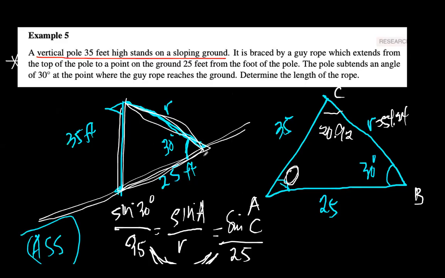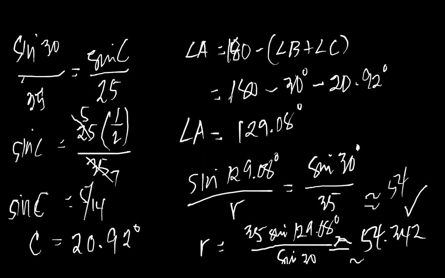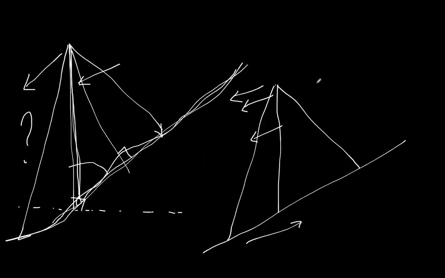Ang may problema lang dito sa problem ay hindi sinabing yung rope ay naka-straight. May linagay ba? It is braced by a guy rope which extends from the top of the pole. Wala. Walang sinabi, no? Kasi pwede siyang maging ganito eh. Pwede siyang maging ganito klase. Ganyan, di ba? Nagahang or nagsasag yung rope. For example, steady to at perpendicular talaga siya dito sa base na to.